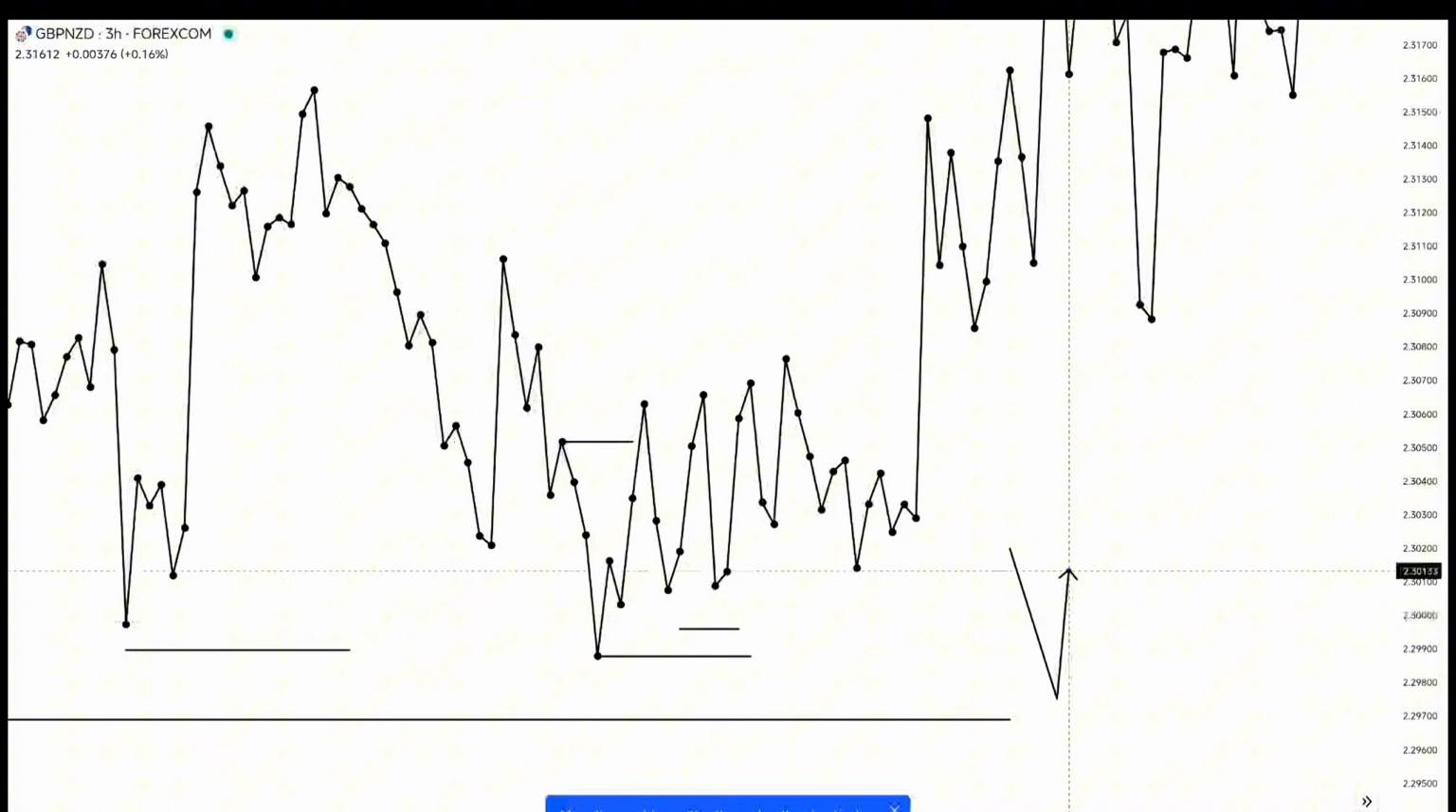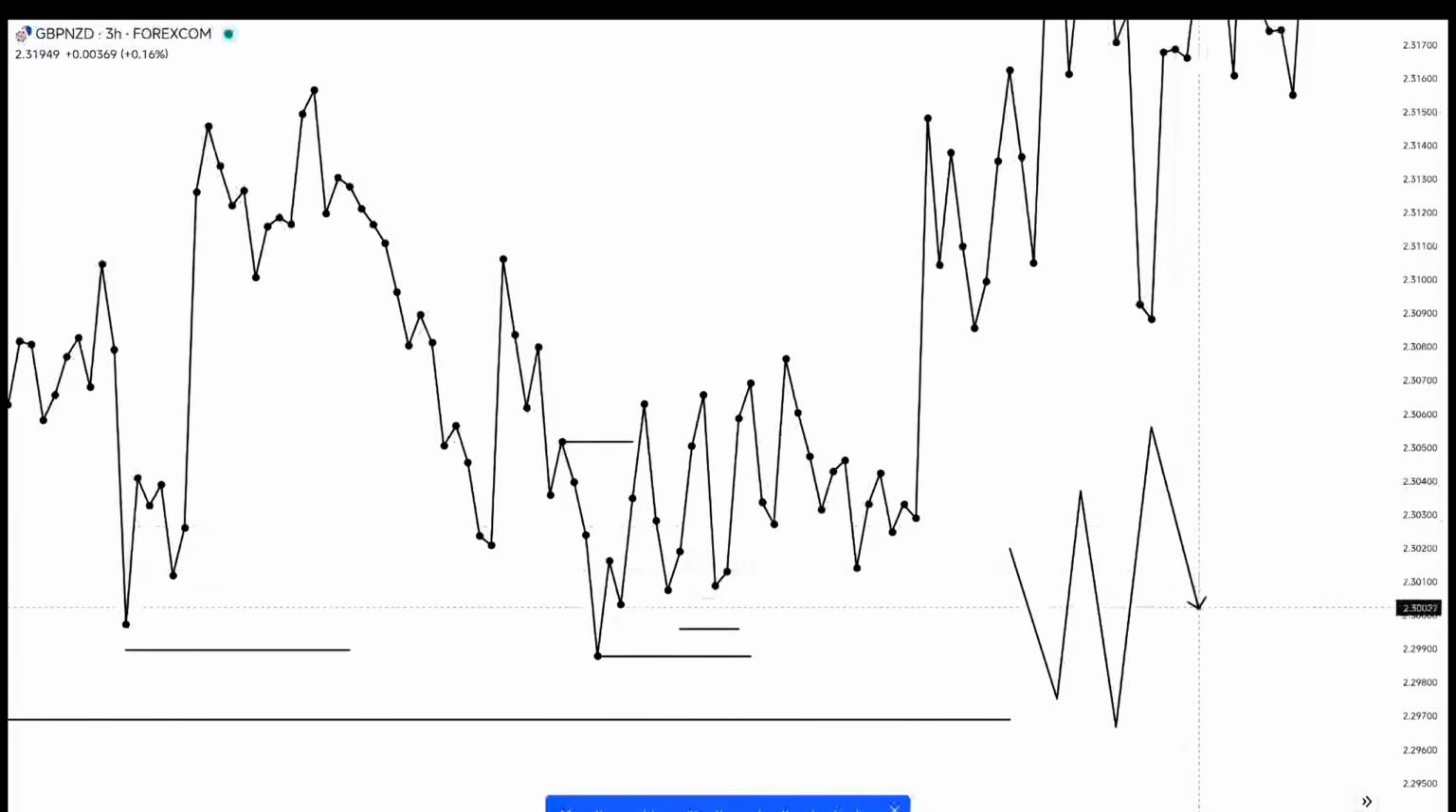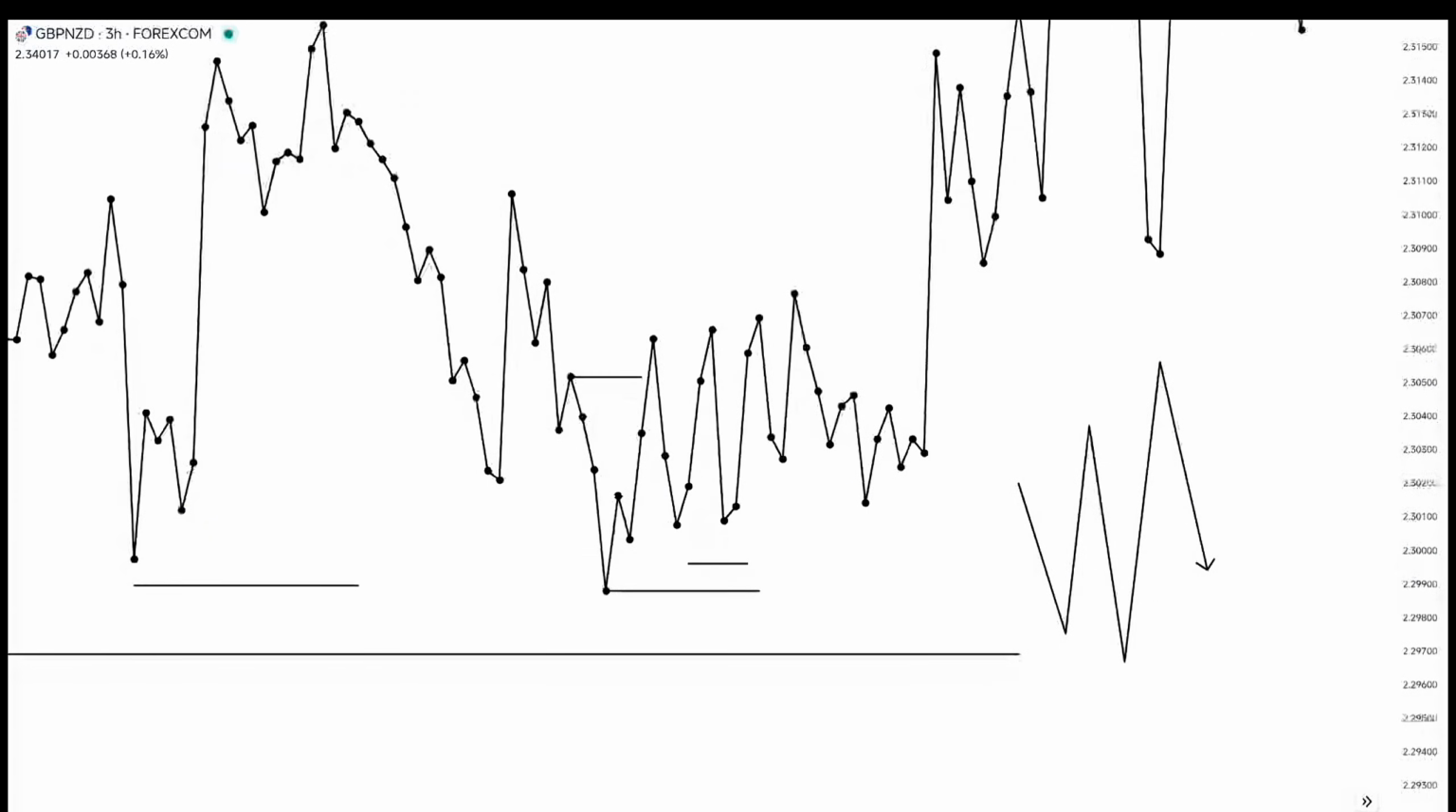Like you have this level, sweep of liquidity, break of structure, like this, engineered liquidity. Then after you have an engineered liquidity, what do you have? You have this particular level here. So you have this movement again to the upside. So that's what I was saying here, and that's exactly what happened there.